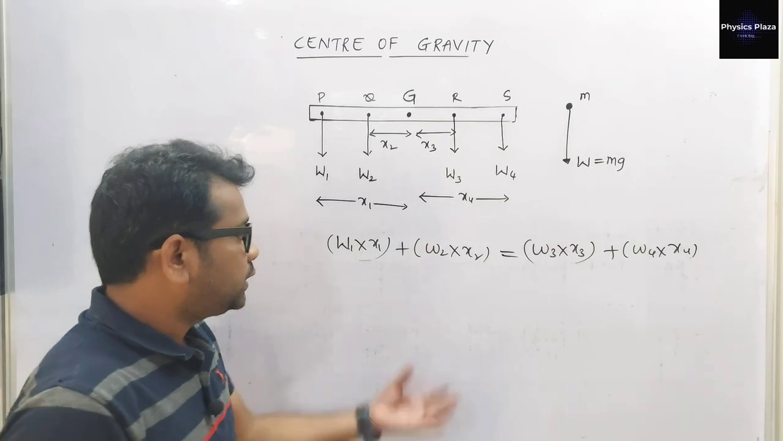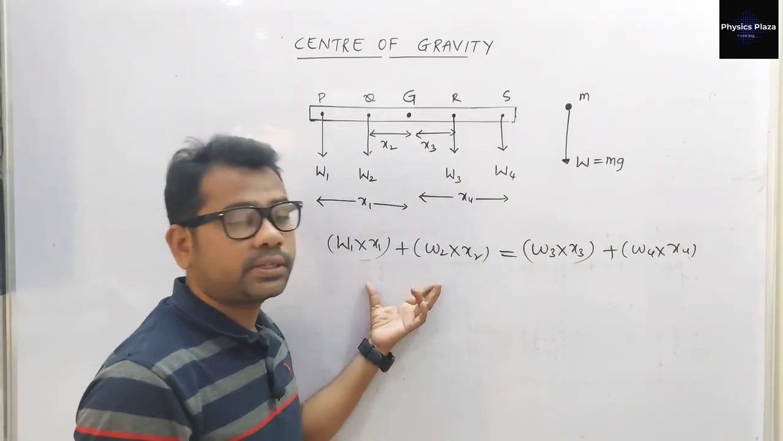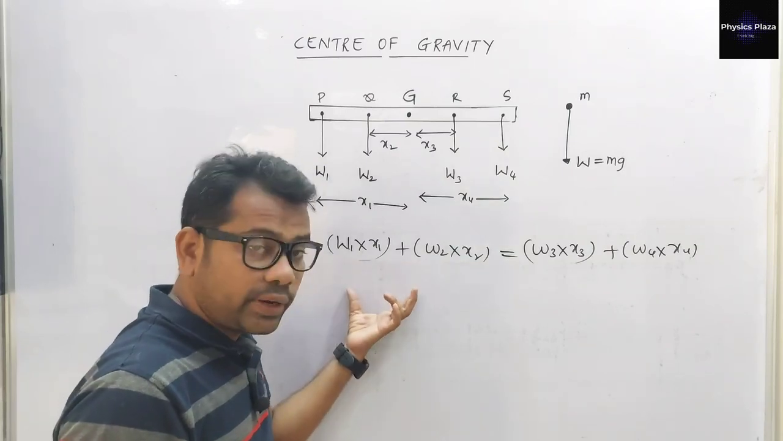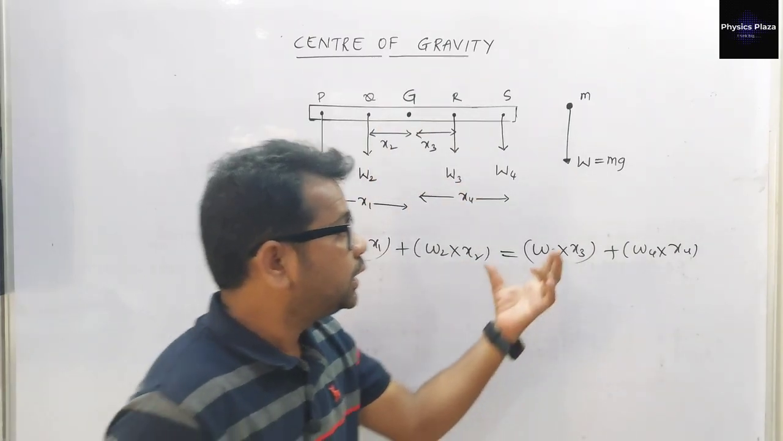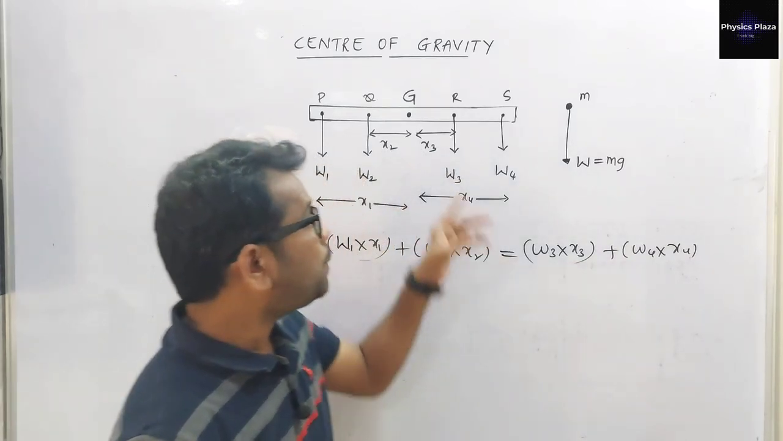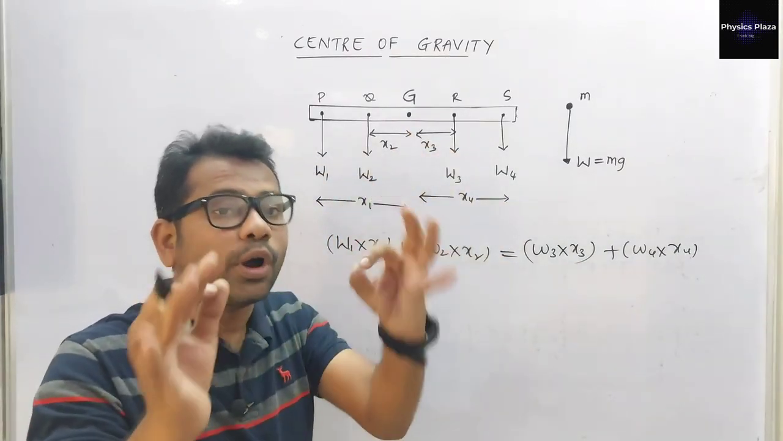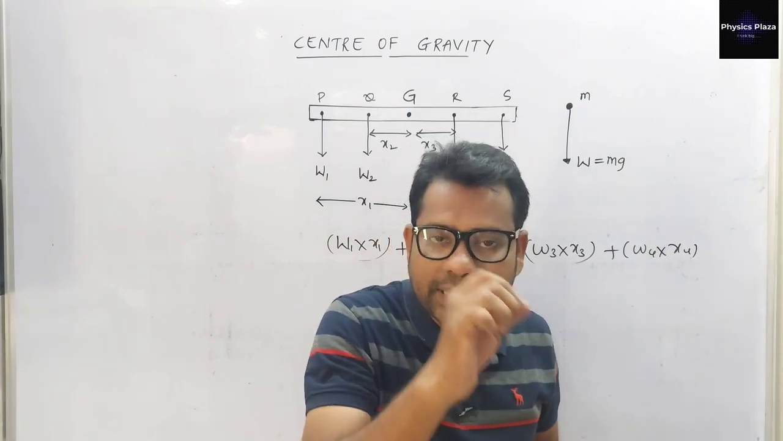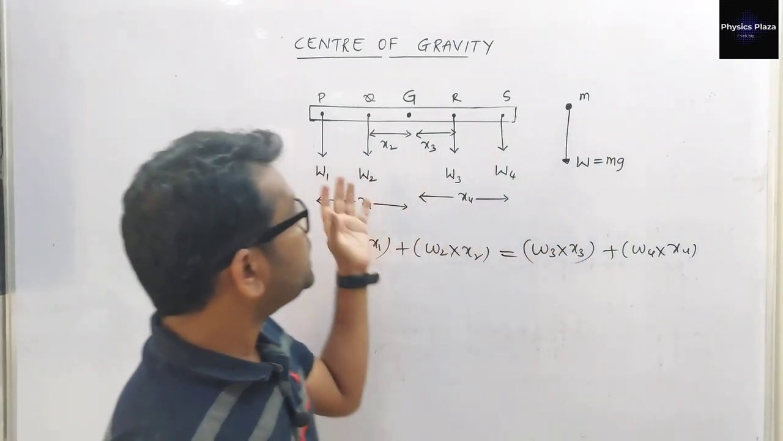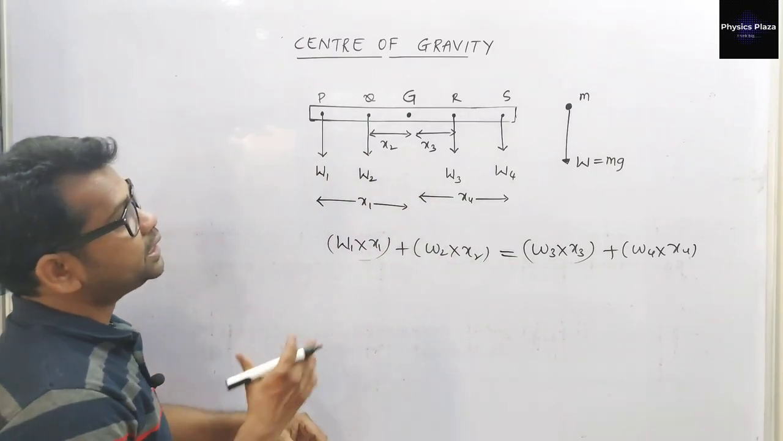Which means what? The algebraic sum of the anti-clockwise moments of weights must be equal to the algebraic sum of the clockwise moments of weights about this point. Then that point only we can call the center of gravity. So it's very important to understand the definition. What is the center of gravity?